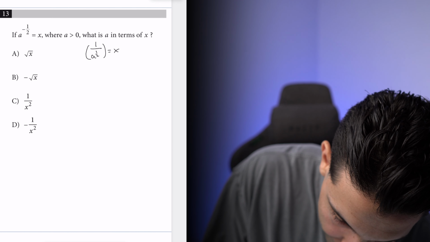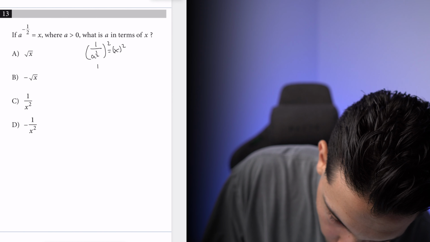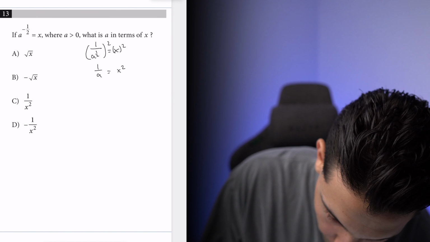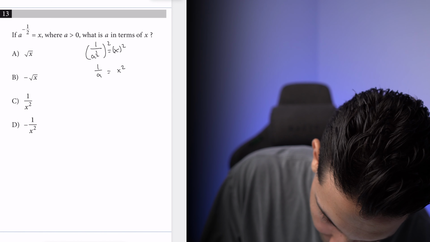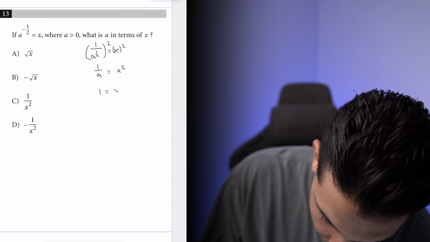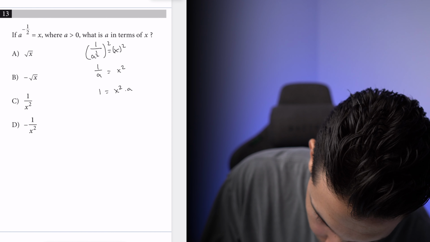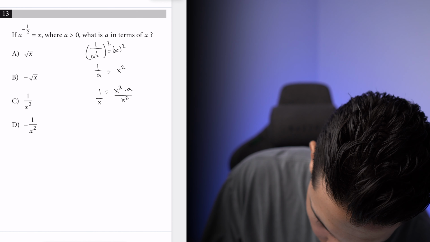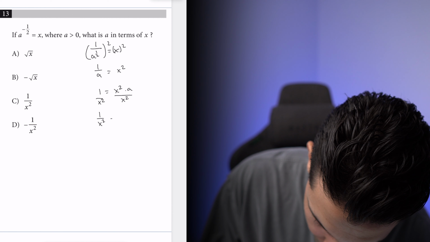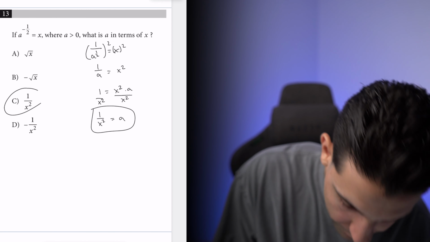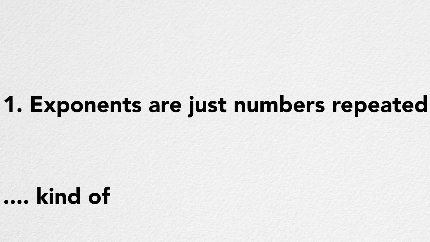Let's square both sides. Then we have 1 over a equals x squared. Multiply both sides by a, and we have 1 equals x squared times a. Divide both sides by x squared, and we have 1 over x squared equals a. C is our answer.